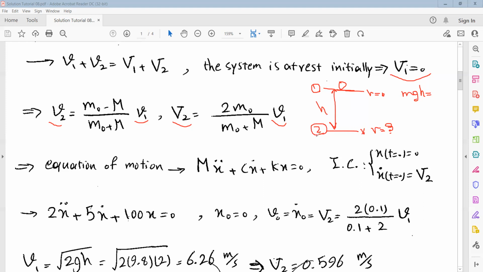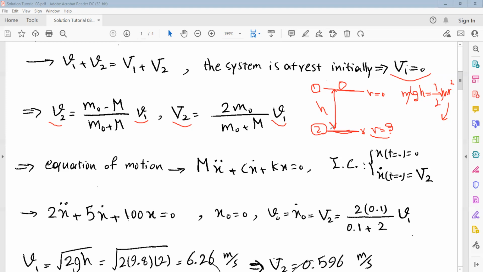In position 2, because we assume that this is the datum level, the gravitational potential energy is 0, but we have the kinetic energy because we have this velocity, and the kinetic energy is equal to half m v squared. From this equation, you can obtain v equal to the square root of 2gh, because this m will be cancelled out with this m. Finally, v squared is equal to 2 g h.